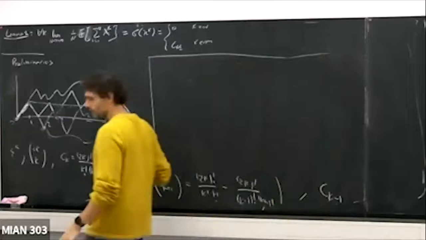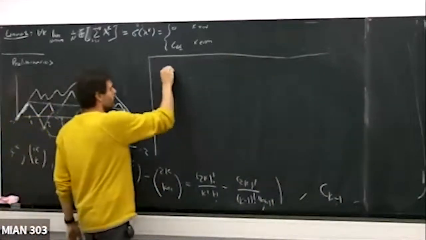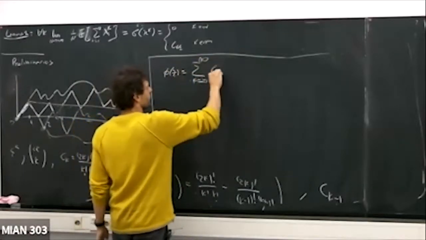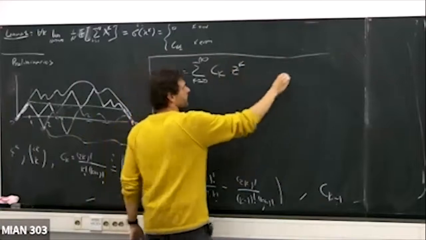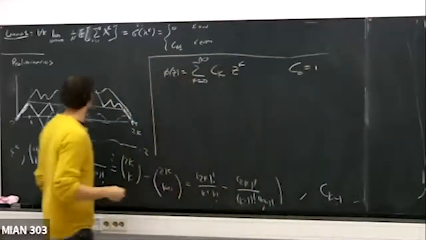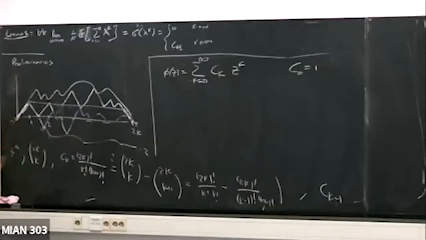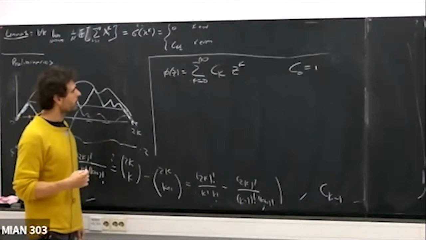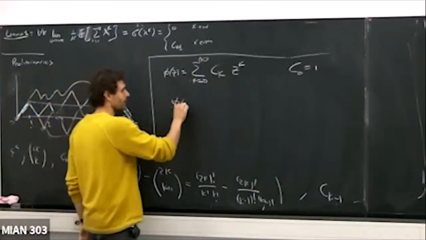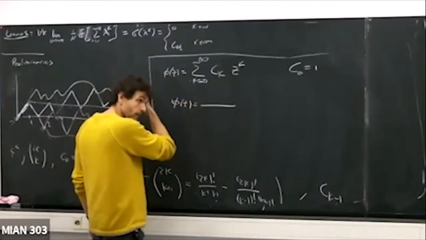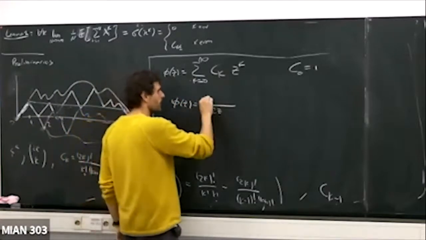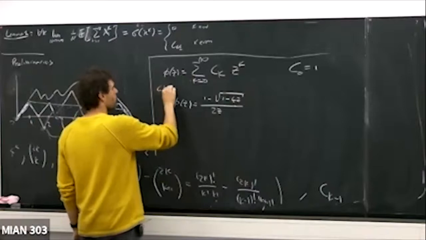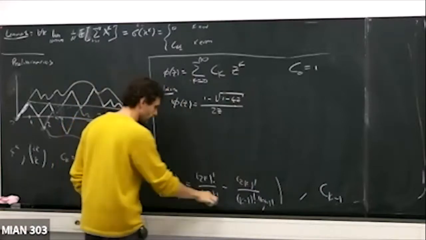Maybe we can compute the generating function of Catalan numbers. So we compute phi of z equal to the sum from 0 to infinity of c_k z to the k. Here c_0 is 1. For k equals 0 it's not the number of paths, it's unclear what that means, so we take c_0 equal to 1. And the claim is that phi of z is (1 minus the square root of 1 minus 4z) over 2z. We will not use it in this proof, but maybe it will become useful later.